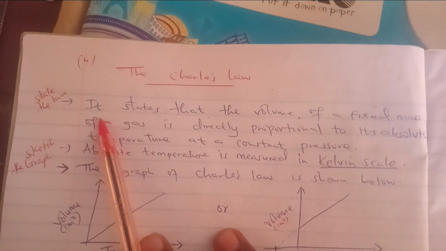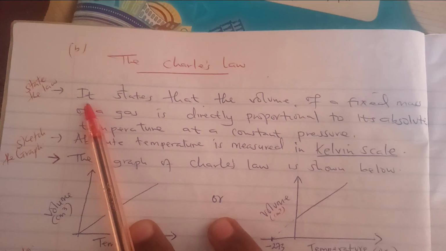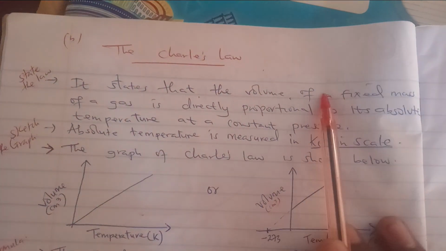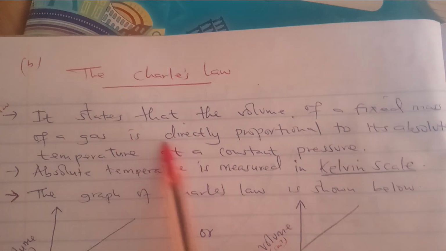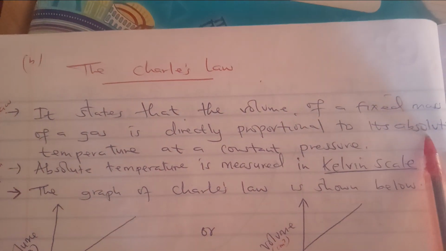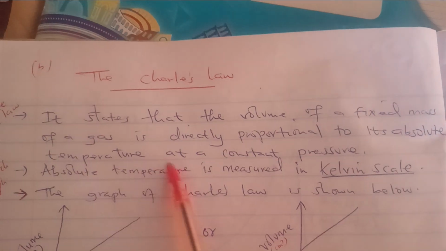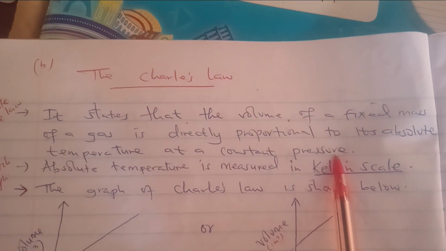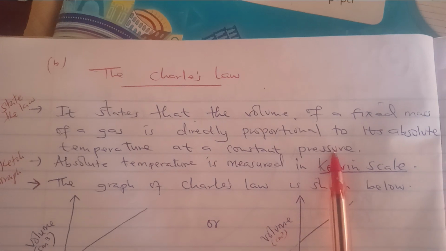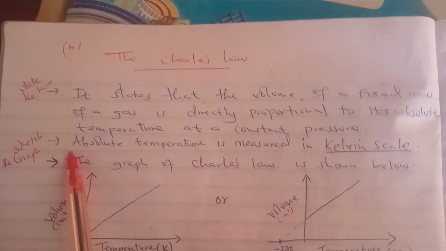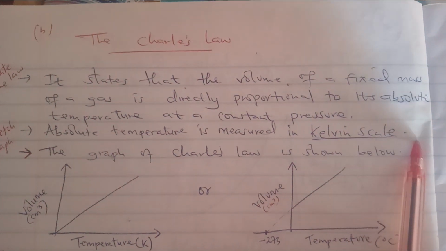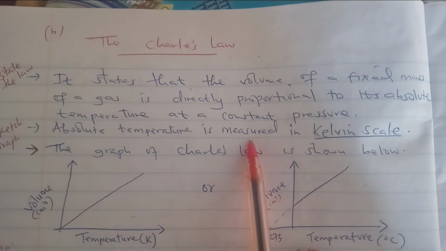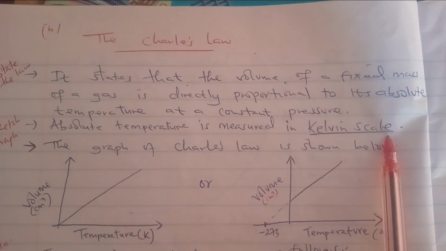When you're told to state Charles' law, you say it states that the volume of a fixed mass of a gas is directly proportional to its absolute temperature at a constant pressure. That is how you state Charles' law. Then absolute temperature is measured in Kelvin scale.